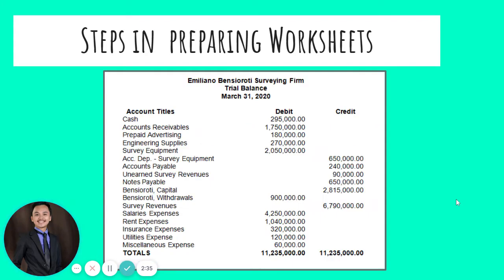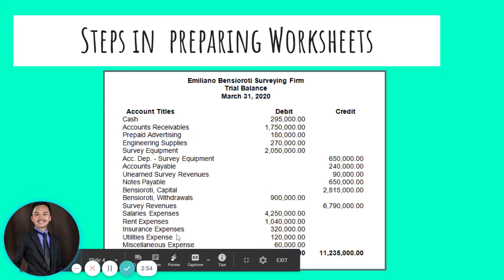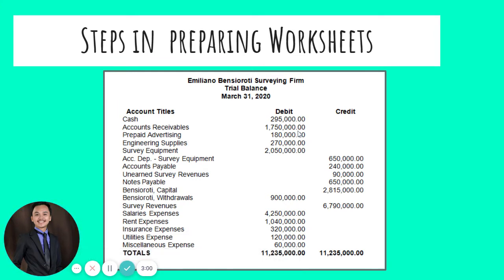For example, we have here Emiliano Bencherotti Surveying Firm. We have prepared a trial balance for the month ended March 31, 2020. These are still the unadjusted trial balance. We have accounts from cash to the expenses incurred by Emiliano Bencherotti Surveying Firm, with total debits of 11,235,000 and total credits of 11,235,000.